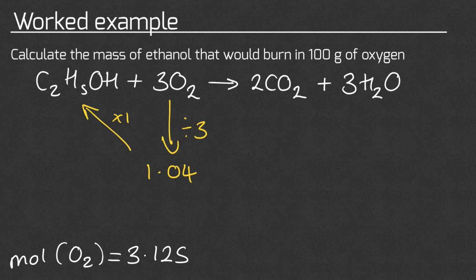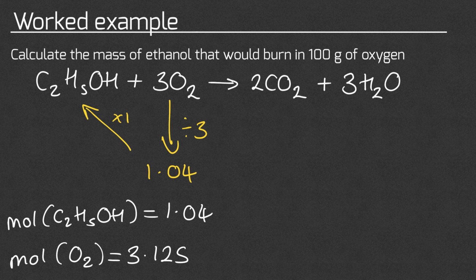We can then use this to work out how many moles of ethanol we've got. We know 1 mole in this equation is 1.04. There is only 1 mole of ethanol in the equation, so just times our moles by 1. So it'd stay being 1.04. The next step is to work out a mass of ethanol from that moles value.